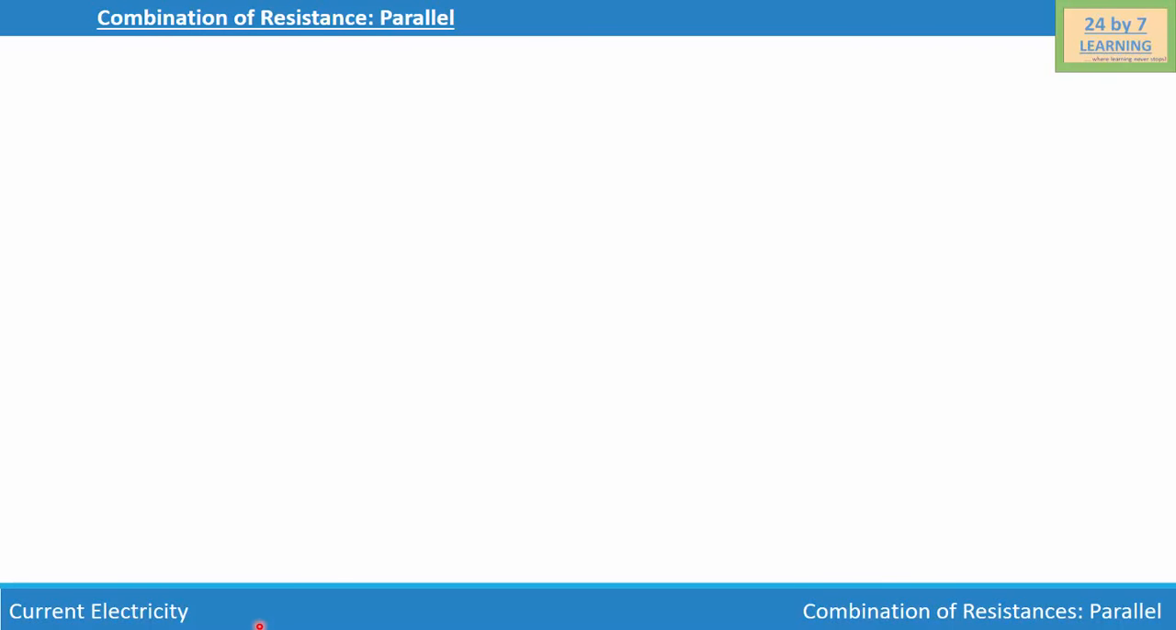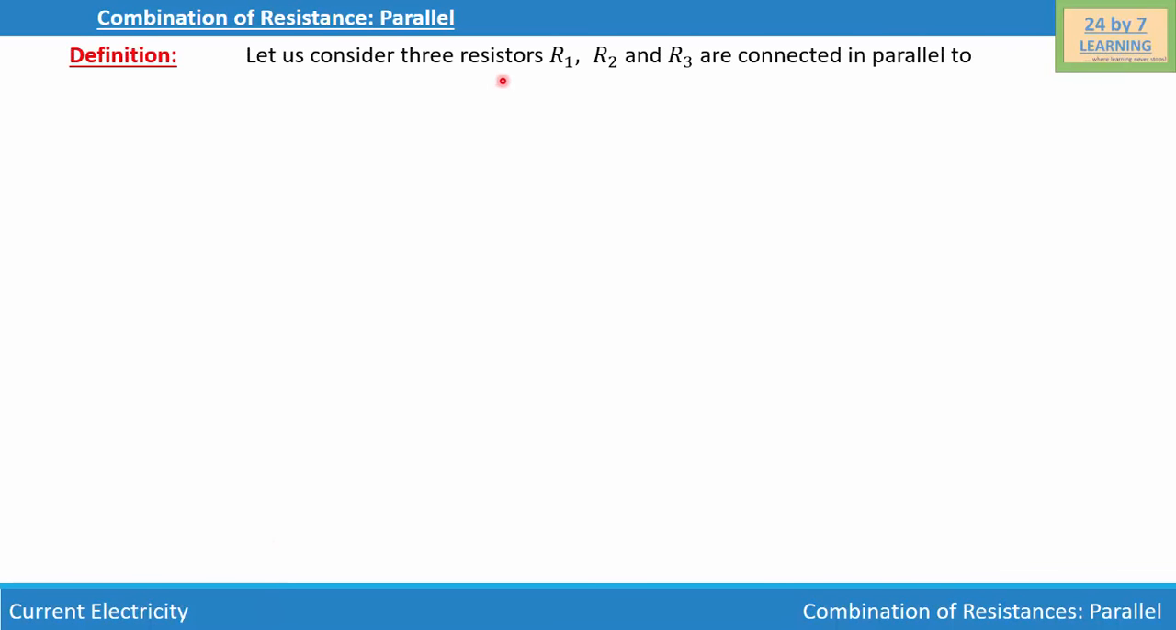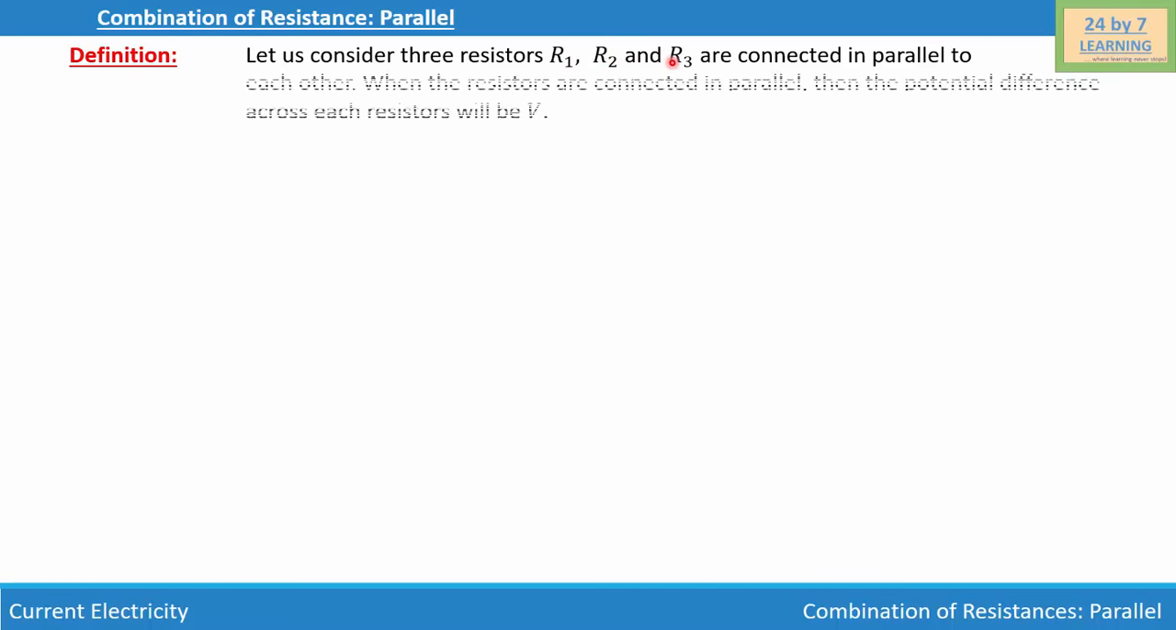Combination of resistance in parallel. Let us consider three resistors R1, R2 and R3 are connected in parallel to each other. When the resistors are connected in parallel, then the potential difference across each resistor will be V.